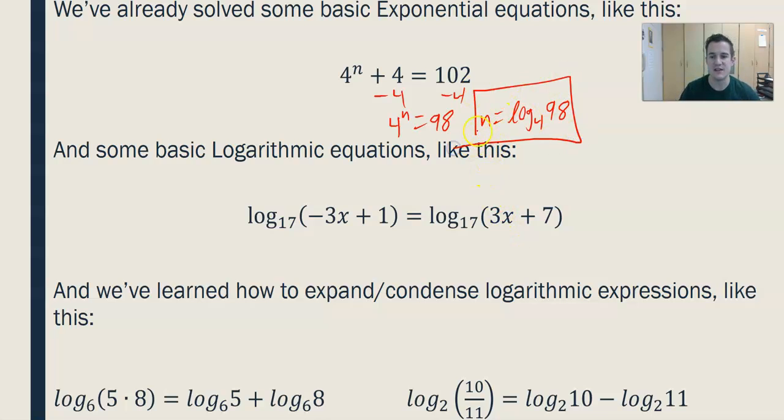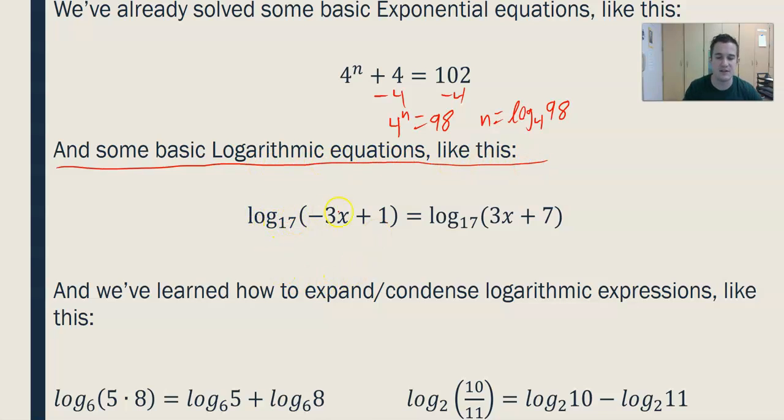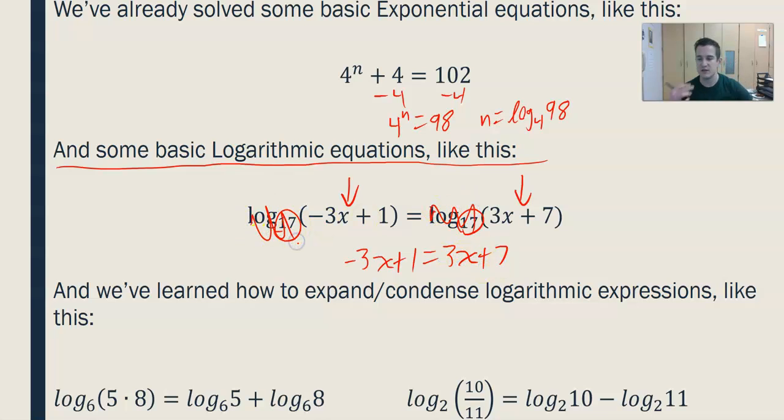When I had a variable in an exponent, it was really handy to change it into a logarithmic expression, because then I can solve it. So we've talked about problems like this. We've also talked about solving some basic logarithm equations like this, where I have log base 17 of this is equal to log base 17 of this. Since these have the same base, their arguments, or what's inside the parentheses, also have to be equal to each other. So we could basically just ignore the logarithms and solve for x this way.